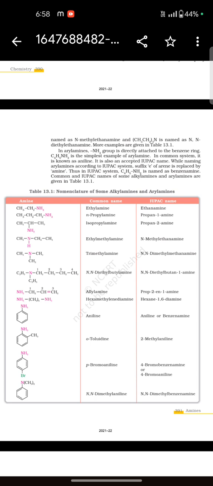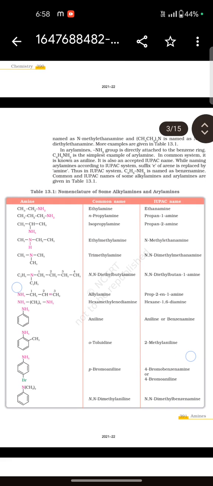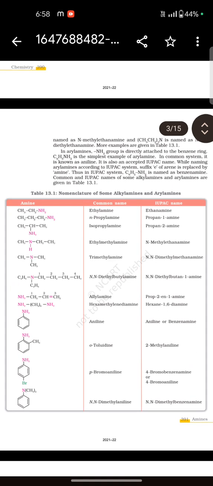In aryl amines, the NH2 group is directly attached to the benzene ring. C6H5NH2 is the simplest example of an aryl amine. In the common system, it is known as aniline. It is also an accepted IUPAC name. While naming aryl amines according to the IUPAC system, the suffix e of arene is replaced by amine. Thus, in the IUPAC system, C6H5NH2 is named as benzenamine.